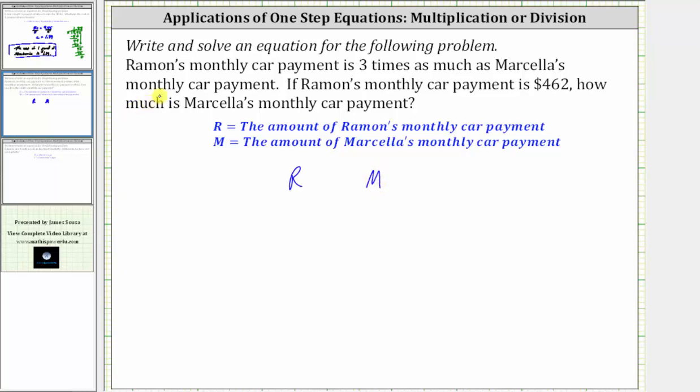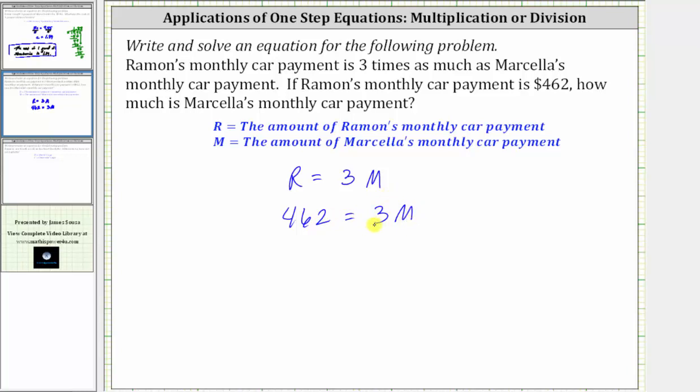We're told Ramon's monthly car payment is 3 times as much as Marcella's monthly car payment, which means R is 3 times as much as M, which gives us the equation R equals 3 times M, or 3M. Again, whatever Marcella's monthly car payment is, Ramon's is 3 times Marcella's monthly car payment. But we're also told that Ramon's monthly car payment is $462, and therefore we can substitute 462 for R, giving us the equation in one variable of 462 equals 3M.